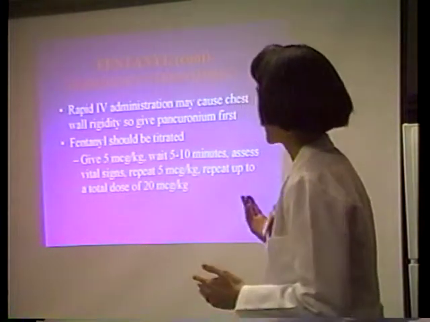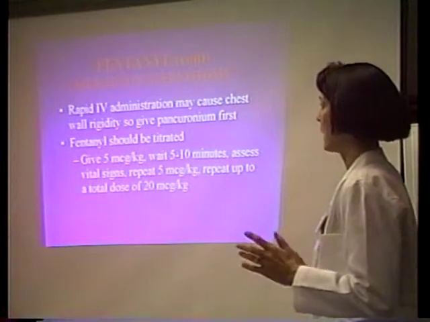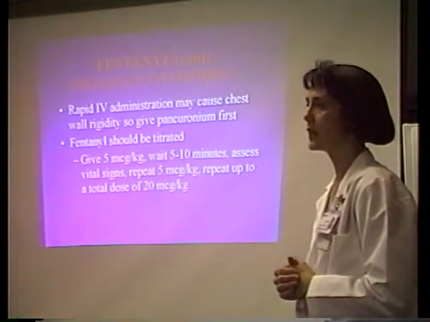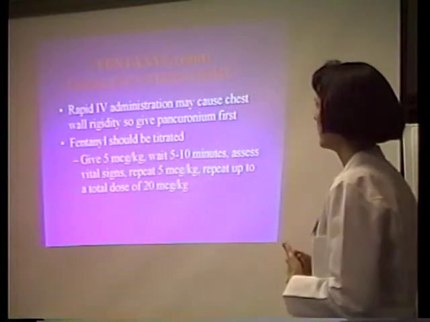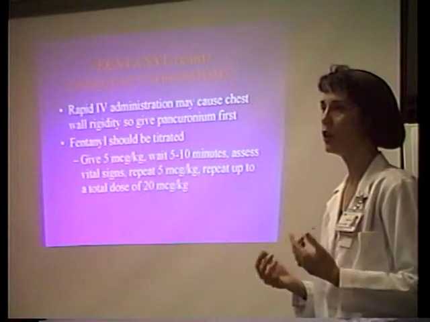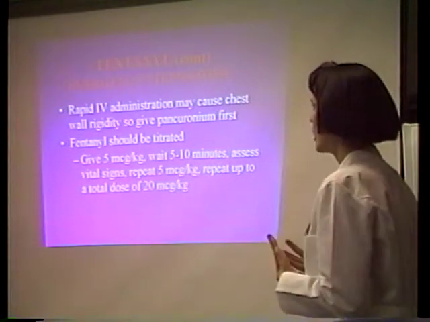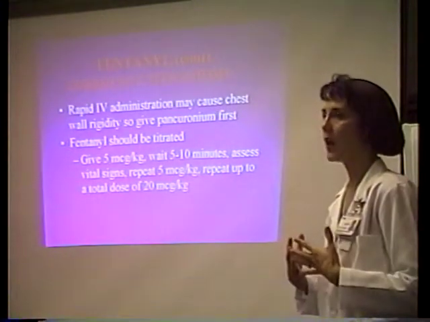The other big side effect that you all should be aware of any time you're dealing with fentanyl is that if you give it rapidly, even in doses of 5 mics per kilo, you can get what's called chest wall rigidity, where you can't ventilate them at all.